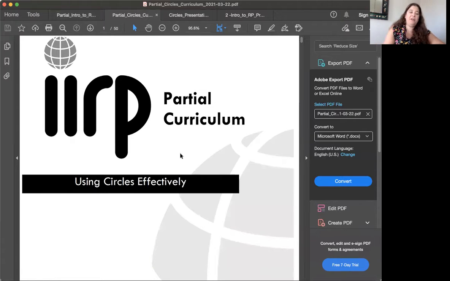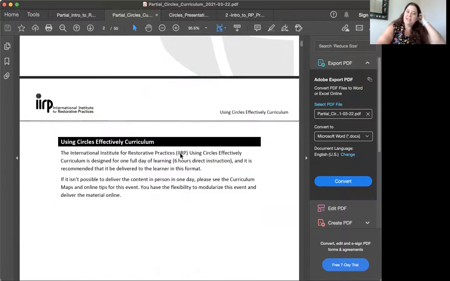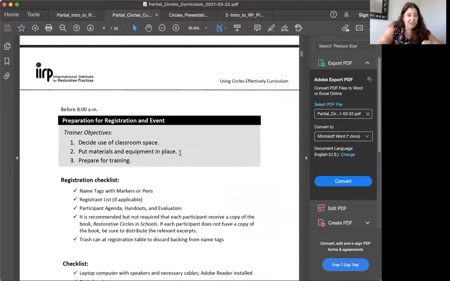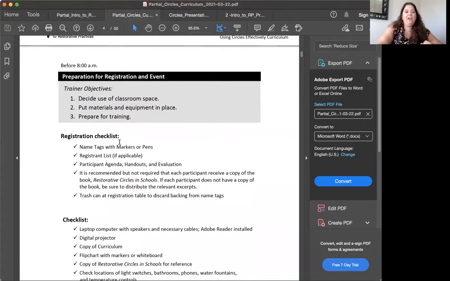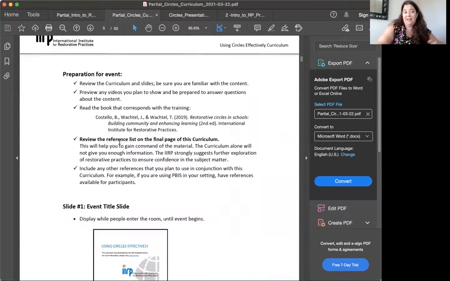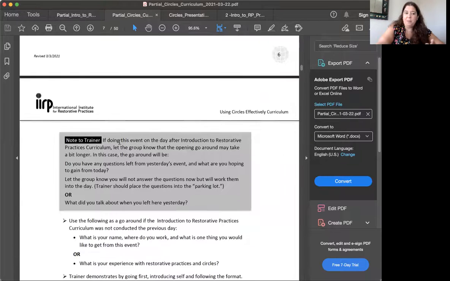So again, for this event, you'll spend time going through all of the intro curriculum and then the circles, and breaking up into simulations. You'll notice here that the curriculum are set up identically, right? Very similar. You'll see the same things in each one. Trainer objectives are going to be the same here. I'm going to go through this pretty quickly because a lot of this we've already done. So the preparation is the same. The title slide is the same.